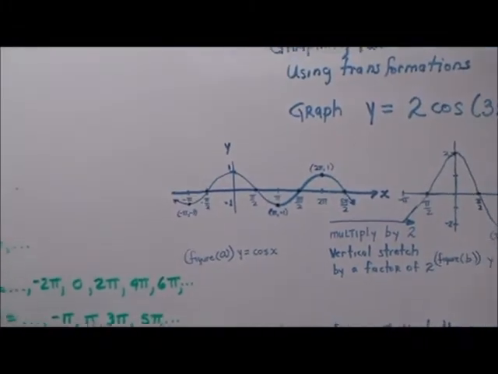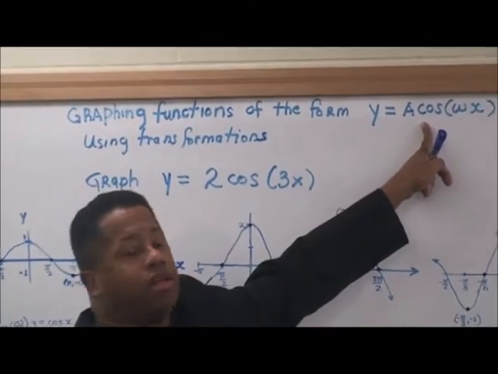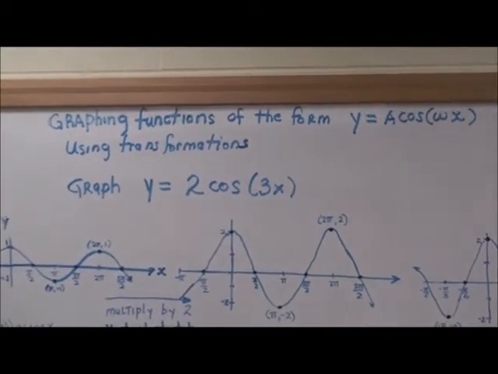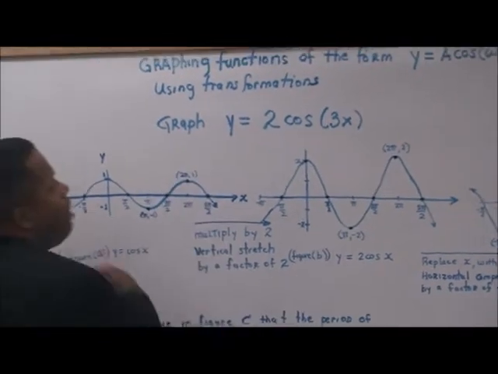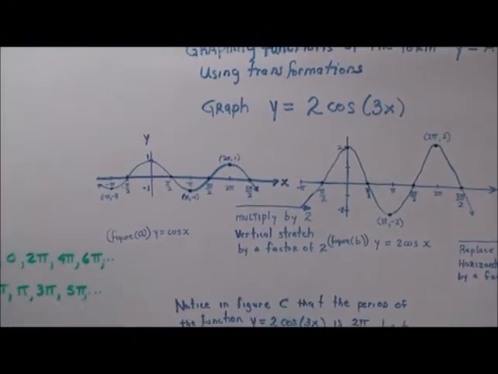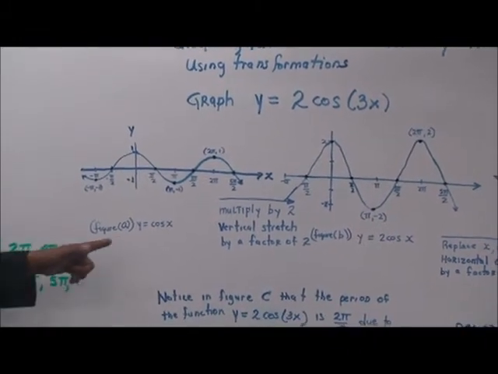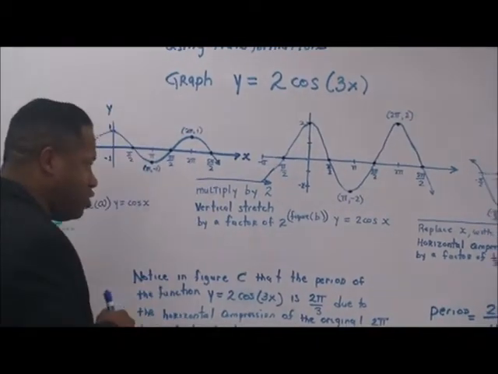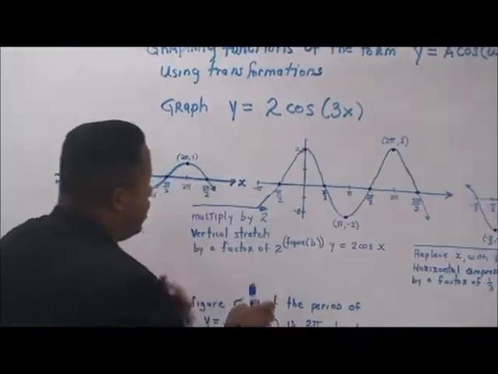Now let's get into graphing functions of the form y is equal to a times cosine of omega x. We're going to graph the function using transformations. When you graph y is equal to 2 times cosine 3x, here's what we have. Let's start with the cosine function y is equal to cosine x. When we multiply by 2, it stretches vertically.